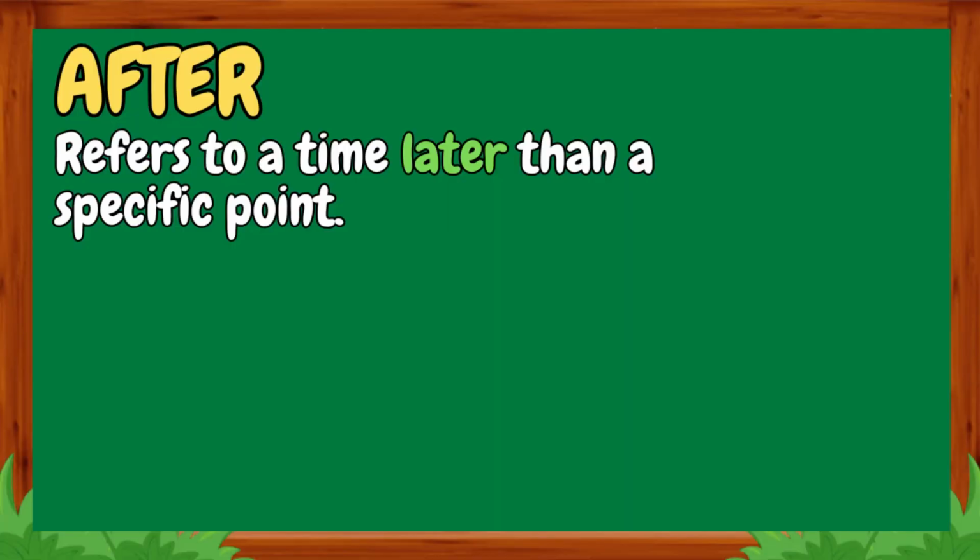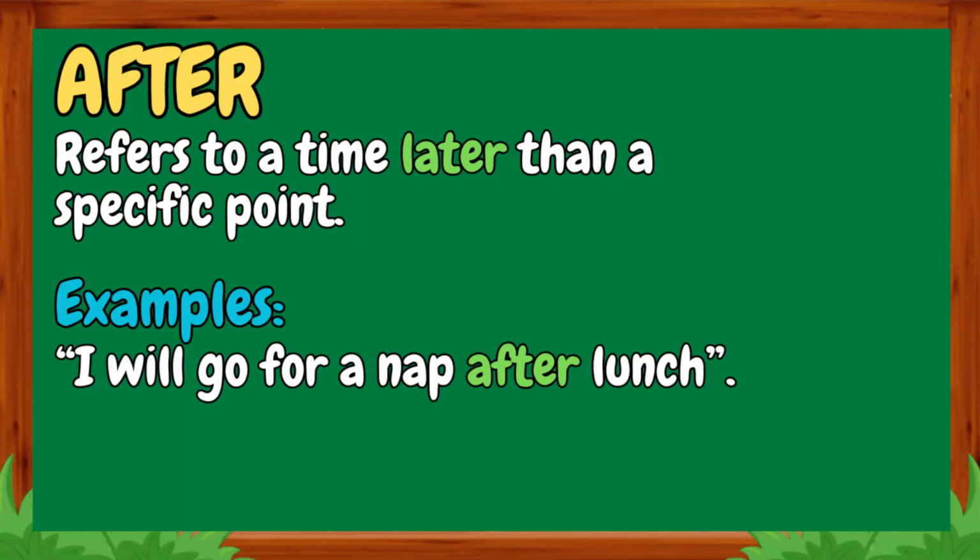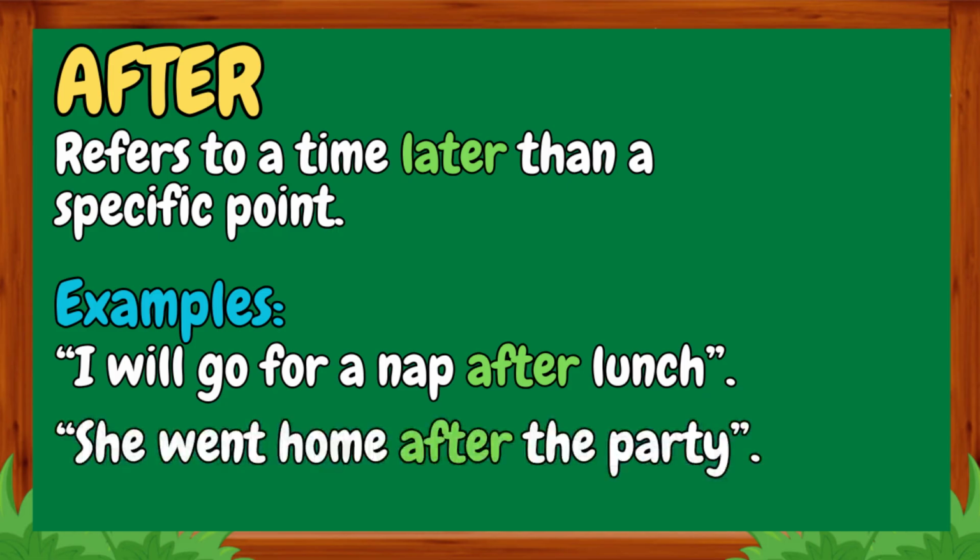And then the preposition that goes with this one is after. After refers to a time later than a specific point. So something's going to happen at a later stage than now or before something else. Let's go look at some examples again. I will go for a nap after lunch. She went home after the party. So there you have it, before and after.